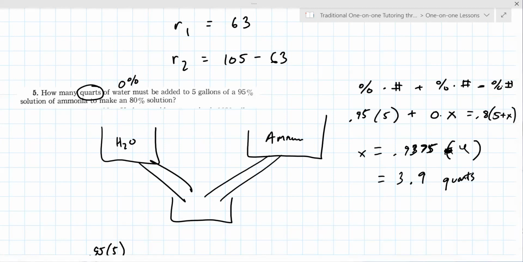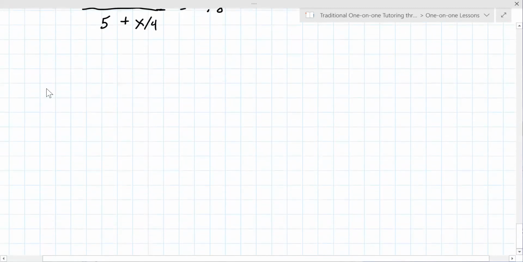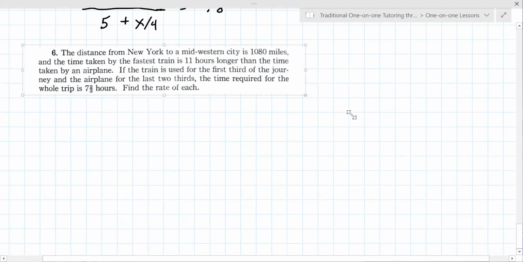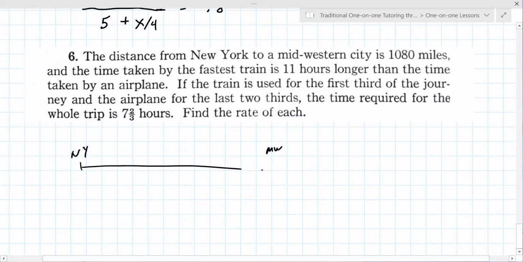We also got to finish number 6. Okay, let me snip that in here. This is another one of those distance problems. The distance from New York to a Midwestern city is 1,080 miles, and the time taken by the fastest train is 11 hours longer than the time taken by an airplane. So we've got New York to a Midwestern city, and we know the distance here is 1,080.